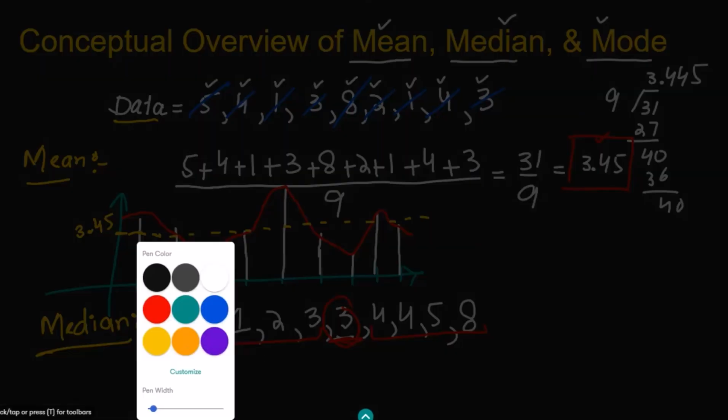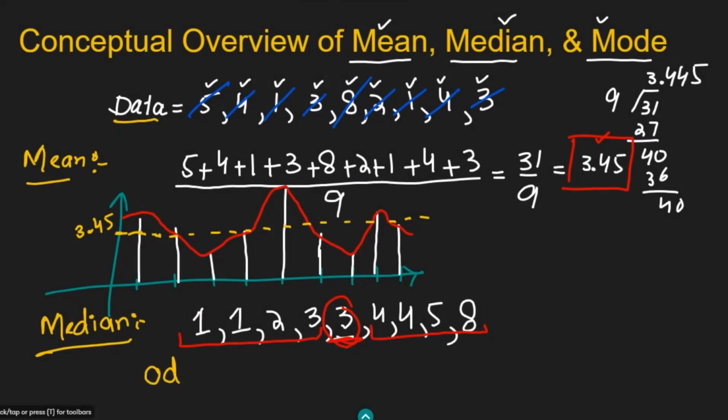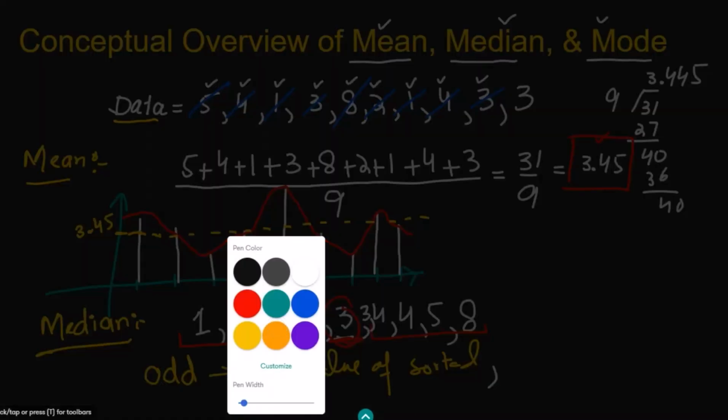Okay, so let me write them. In values where we have odd numbers, we will have the mid value of sorted data. So suppose we had another number here, and let me have here also another 3. So we have another 3, and writing that 3 here, the data I have is now composed of even numbers.